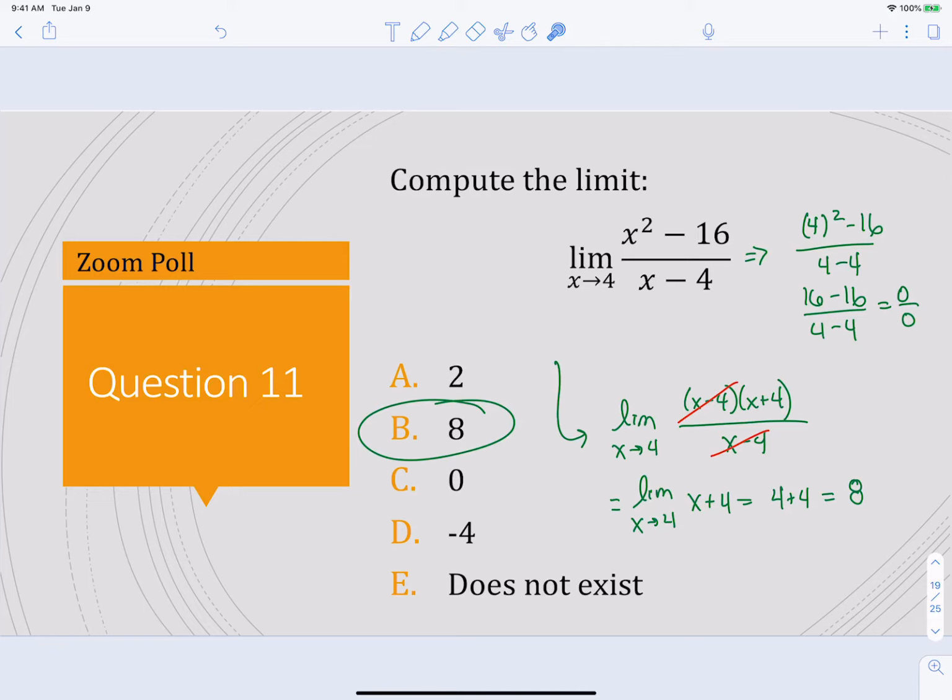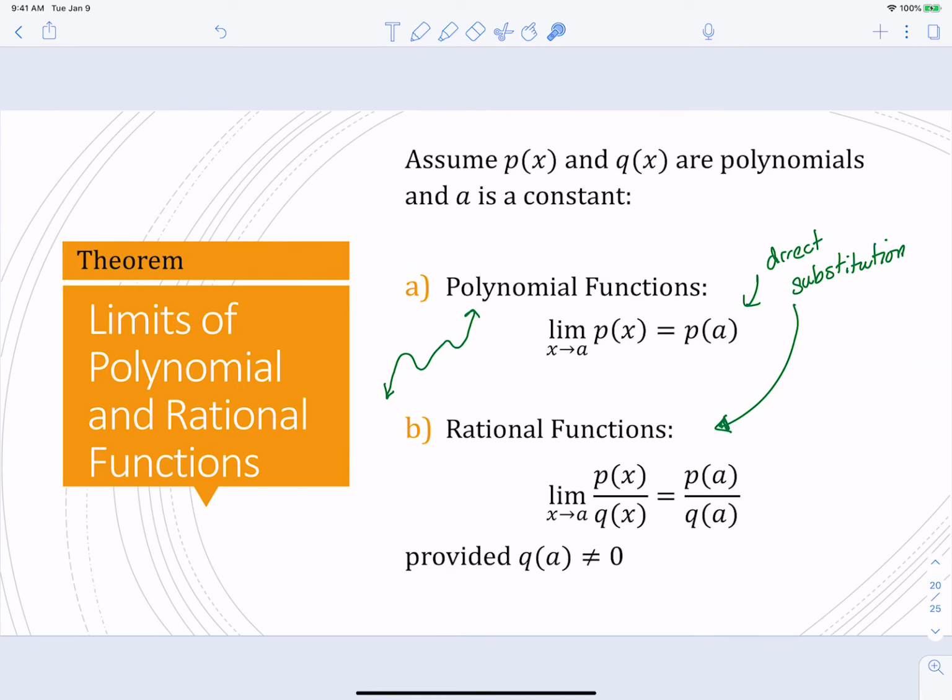Again, you could also plug in a couple of values that are close to 4, like 3.99 or 4.001, to see what y value we're getting close to, and that's going to work too. They both should be getting close to 8.